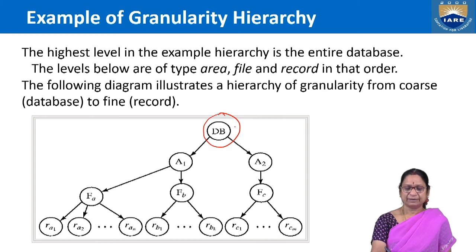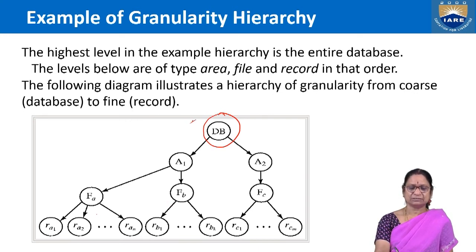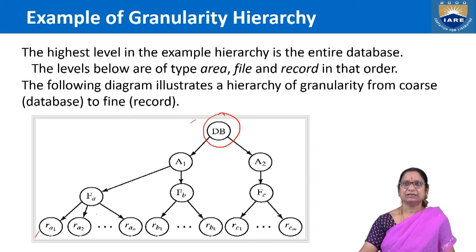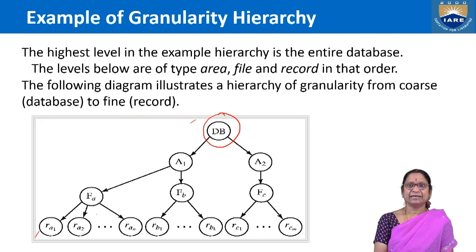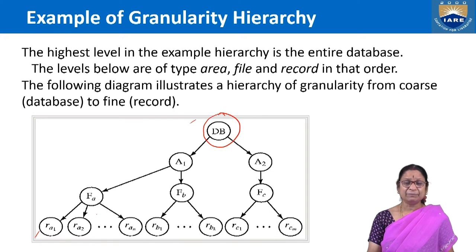You observe the database is there, and the database has two areas, A1 and A2. Areas are further divided into files, FA, FB. Here A2 has only one subfile, FC. Each file will have records. Let us assume that this is the coarse and this is the finer. That means this is a hierarchical arrangement of our data, the entire hierarchy of the entire database. Lower levels are areas, further lower files, further lower records. It may be further sub-considered. Sub items, that is attributes, can be considered further.